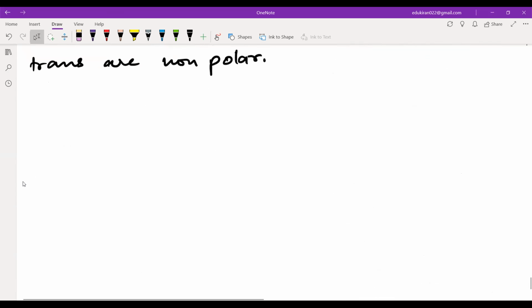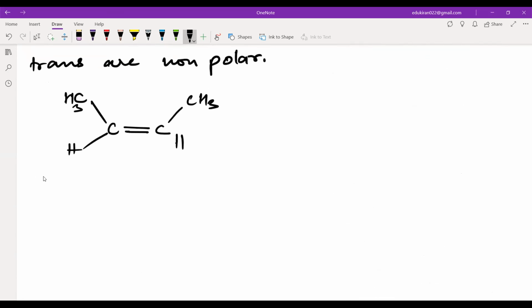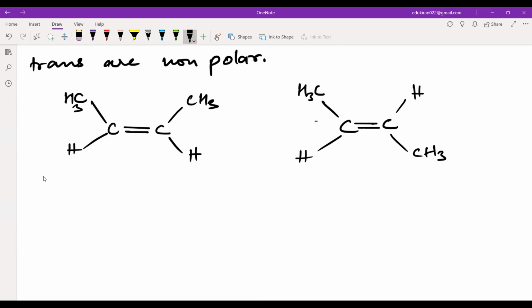Now, let us see the butene, that is cis and trans. So we have CH3, then we have carbon. We have a double bond here, and a CH3 group attached here. We have a hydrogen attached here, and a hydrogen attached here. Similarly, we can have CH3, double bond, then a hydrogen attached here, a hydrogen attached here, and a CH3 here.